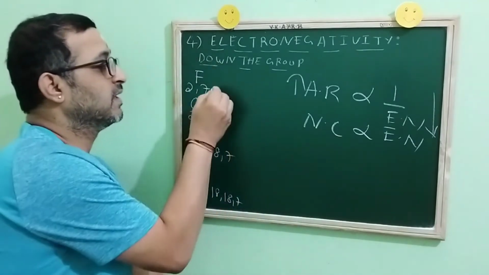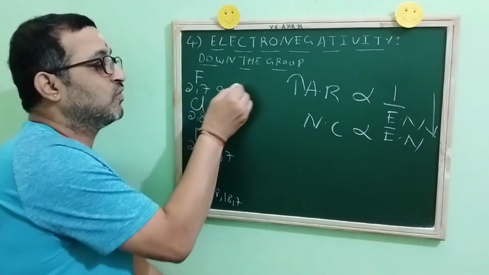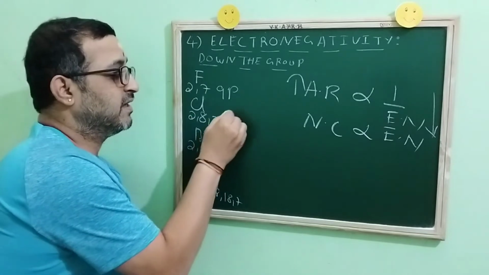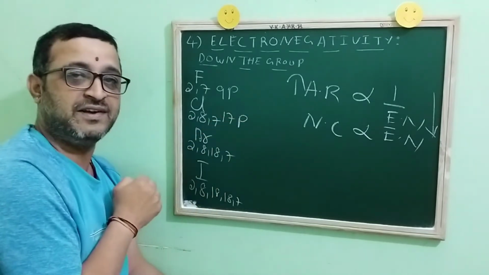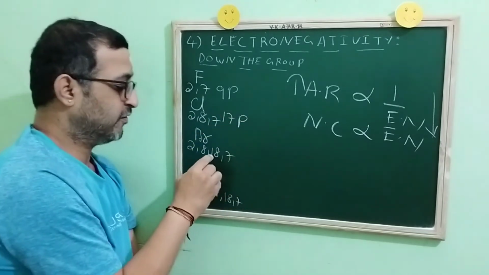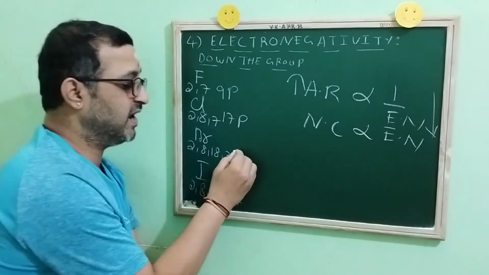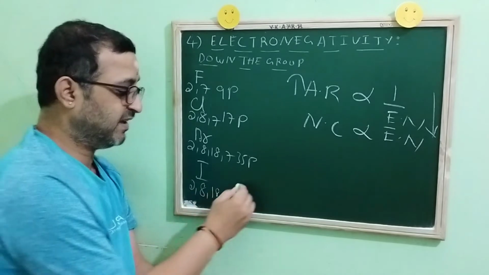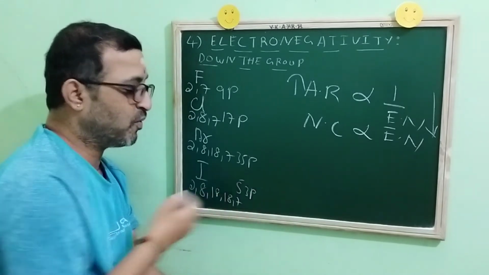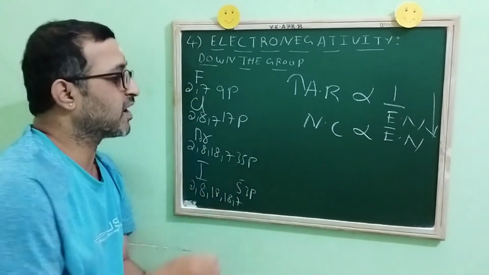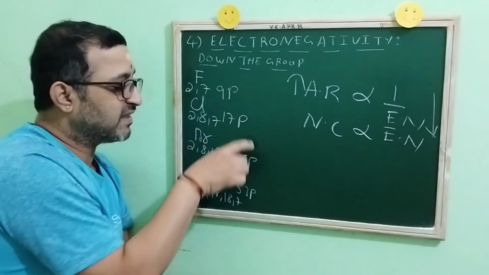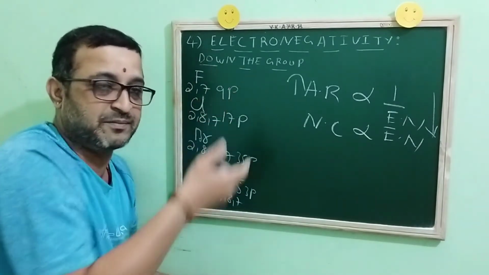Now children, we also have one more factor that is going to decide the electronegativity, that is nuclear charge. Fluorine has 9 protons, chlorine has 17 protons, right? Bromine has 35 protons, and iodine has 53 protons. Now children, 9, 17, 35, 53: all these are the number of protons present in the atoms.